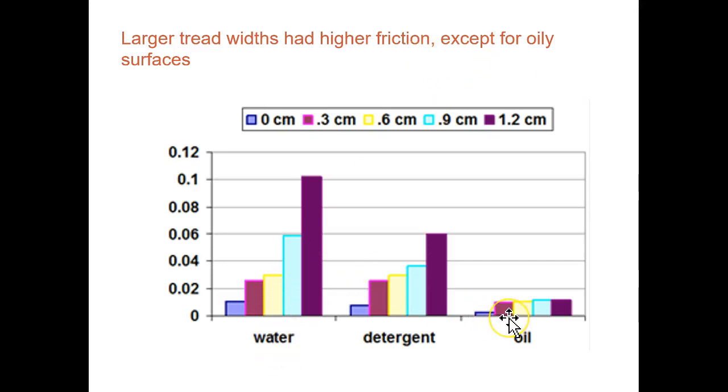But what I really get when I look at this graph is that, wow, oil really has a low coefficient of friction. And that's not a particularly interesting story because I didn't need a study to tell me that oil would be more slippery than water.